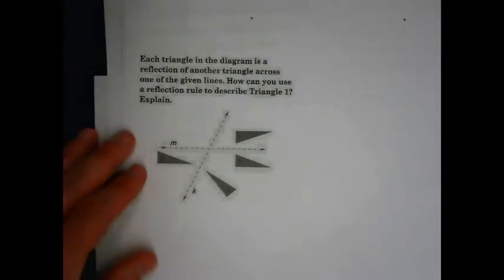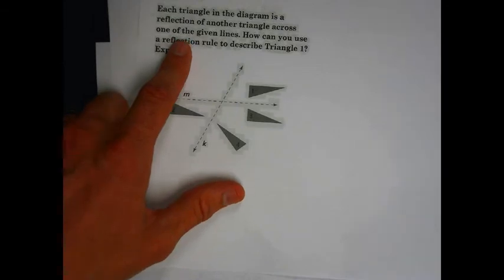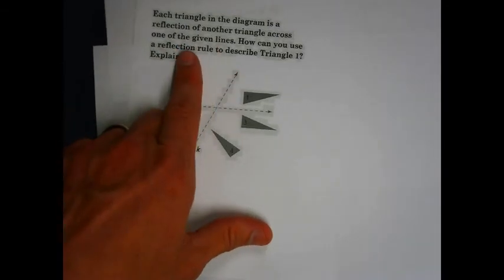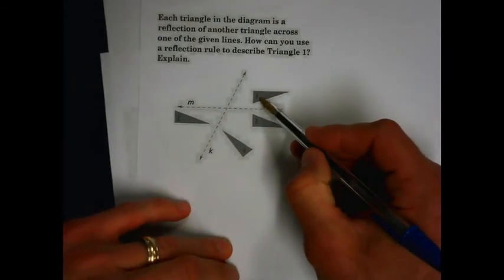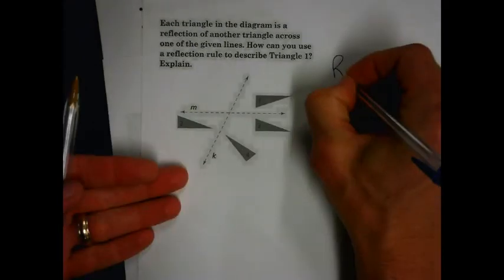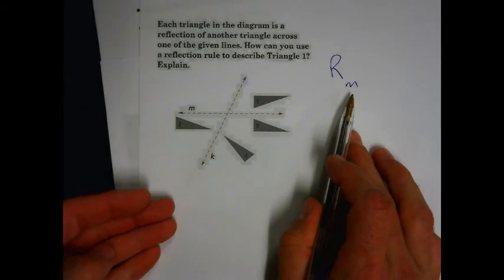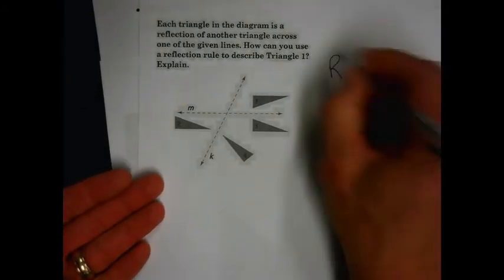Okay, same picture. Each triangle in the diagram is a reflection of another triangle across the line. How can you use a reflection rule to describe triangle 1 now? Okay, so now we're going to describe triangle 1. Well, where's triangle 1? Triangle 1 is right there. Where did it come from? It came from triangle 3 being flipped over line M. So if it was a reflection over line M, that's how we begin that, reflection over line M of triangle 3. Piece of cake.